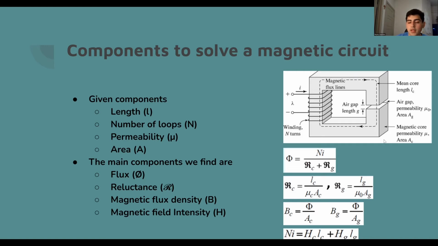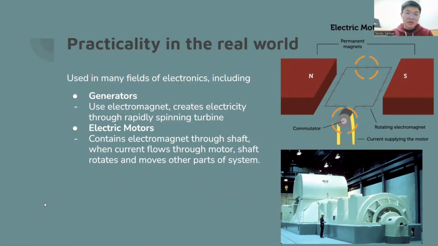A lot of these formulas can be interchanged within themselves and used to find different sets of components that may not be given. So just some examples of magnetic circuits used in the real world. They're used in many different scenarios. First one will be generators, which use an electromagnet to create electricity by rapidly spinning a turbine to produce a massive current, and this helps power a lot of the electricity we use today. It just helps run your homes, run everything. Then the next one is electric motors, which contain electromagnets through the shaft, which allows current to flow through the motor, and then the shaft rotates and moves other parts of the system.